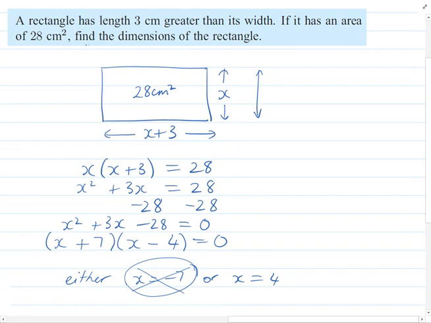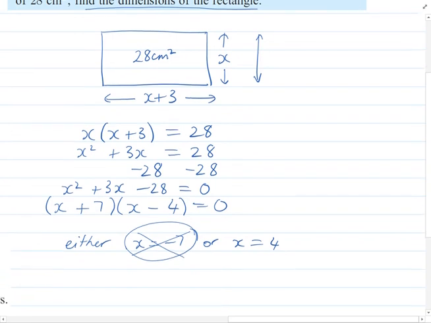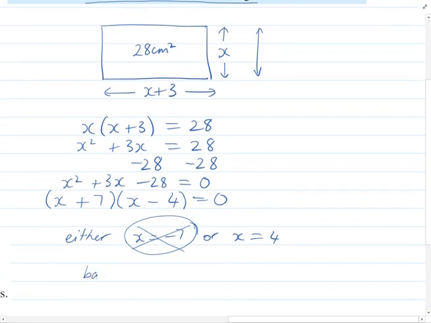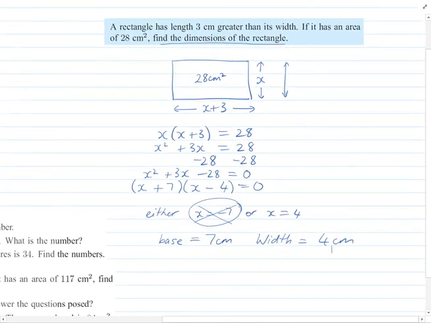So it says, find the dimensions of the rectangle. And so the base is going to be x plus 3, so that's going to be 4 plus 3, which is 7 centimeters, and the height, or the width as they call it in this problem, is going to be 4 centimeters. So make sure you do answer the question even when it requires you to write an equation.